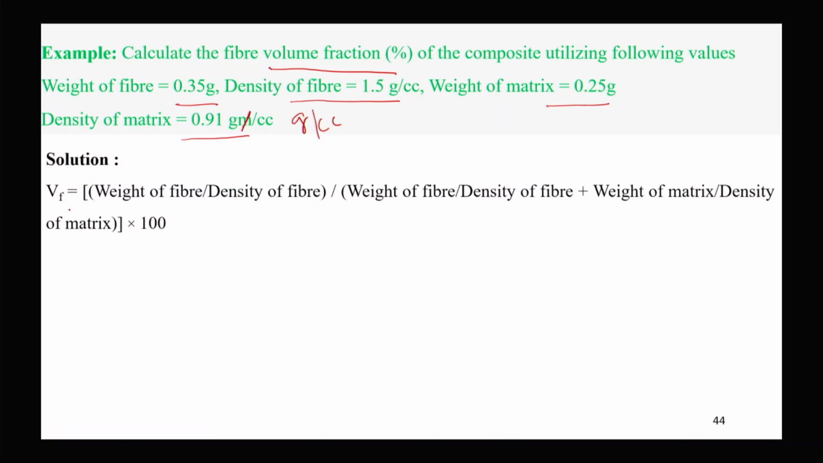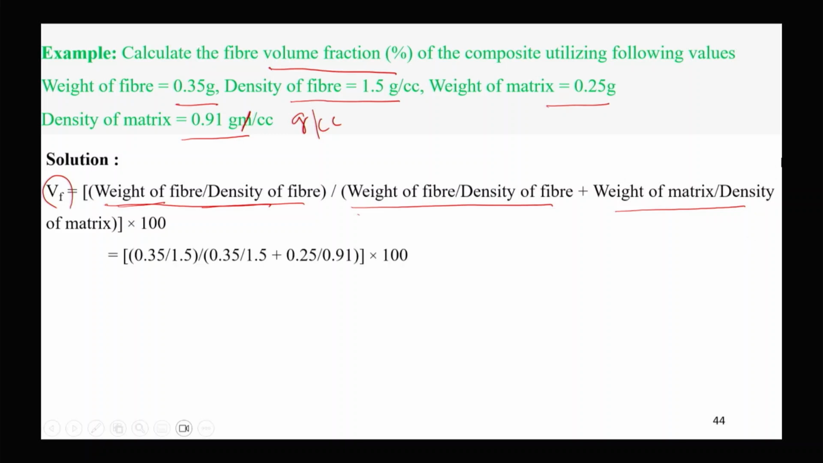So fiber volume fraction is nothing but the weight of fiber by density of fiber, the volume of fiber, divided by the total volume of composite, that is volume of fiber plus volume of matrix, multiplied by 100. That gives the volume fraction. So volume of matrix is weight of matrix by density of matrix. So everything is given. From there we can calculate the fiber volume fraction.